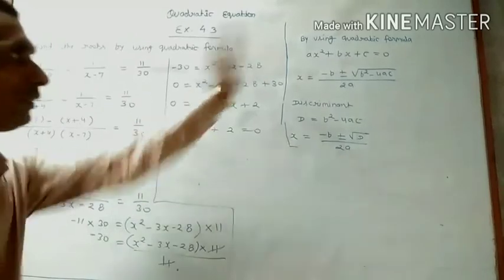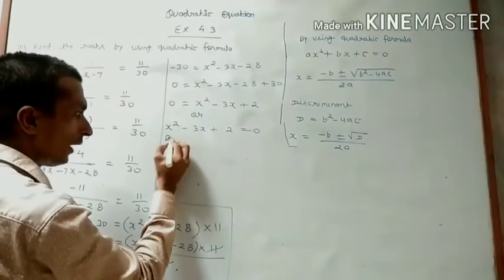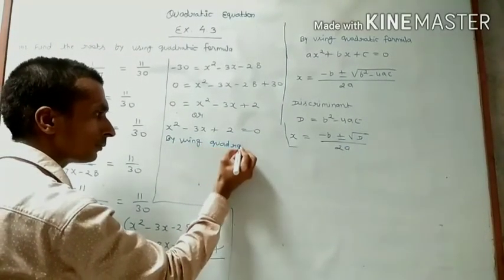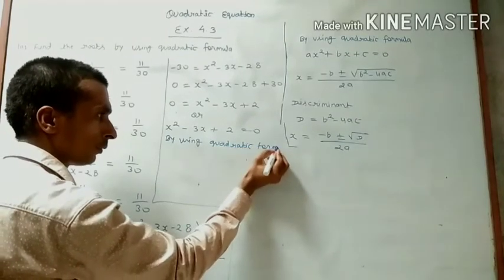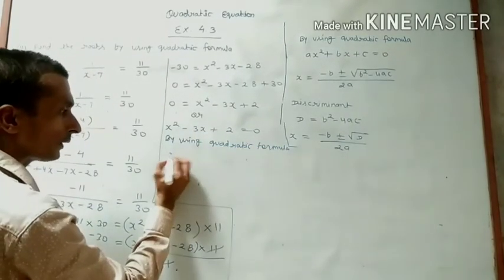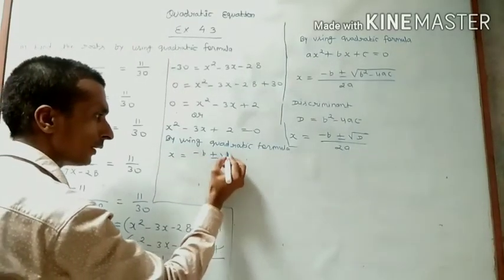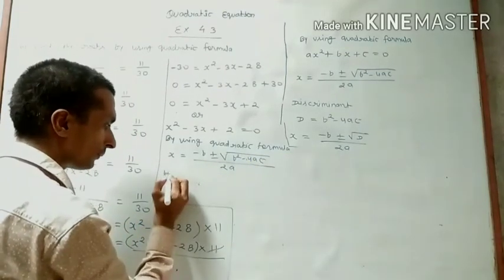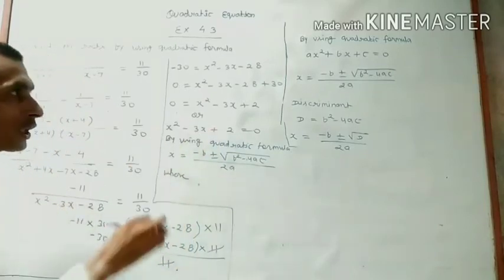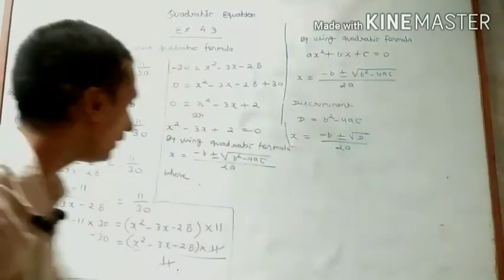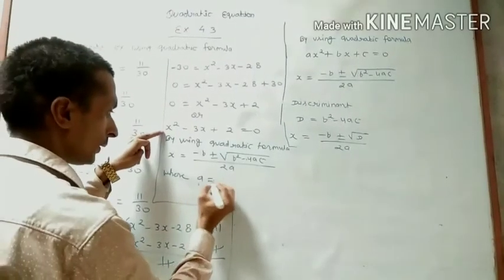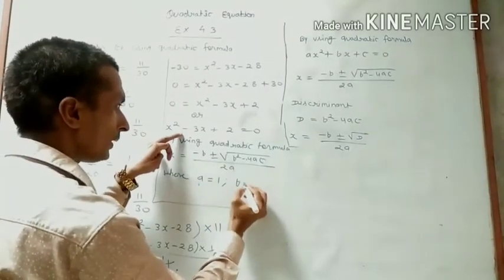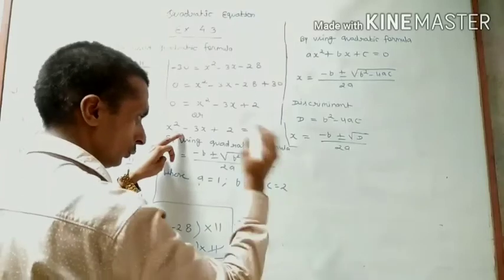Then you can apply the formula. So you can write, by using the quadratic formula, x equal to minus b plus minus under root b square minus 4ac upon 2a. First of all you have to compare this equation with the standard equation ax square plus bx plus c. So the value of a is 1. There is no coefficient, so you have to assume 1. And the next one, b is equal to minus 3 and c equal to 2.